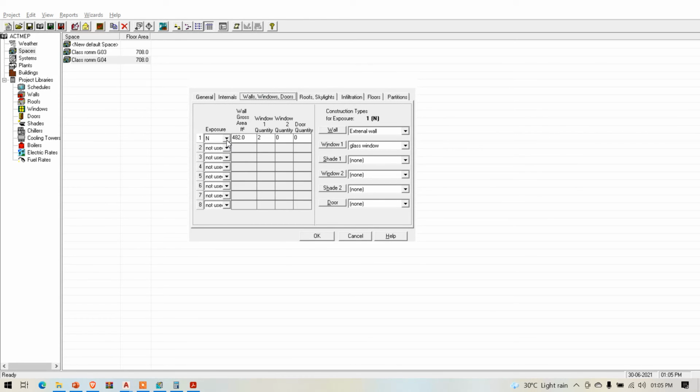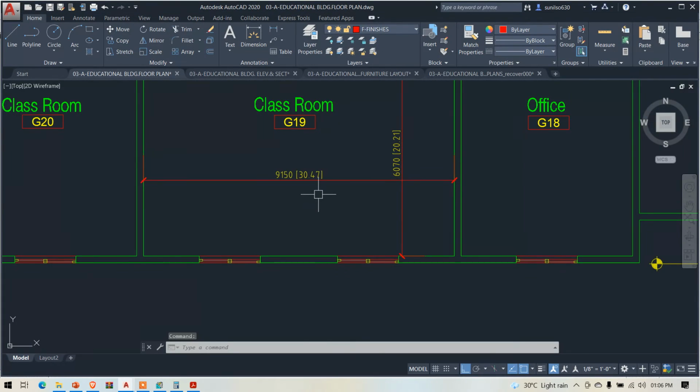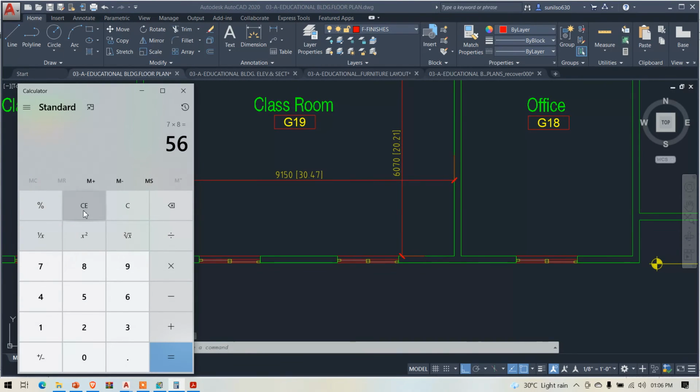For the wall, instead of north we will consider the south direction now. South, and here we have to give the wall area. Other values will be the same, because the material is the same in the entire project. So now 30.47 into 13. Already we know the height is 13, which is external.